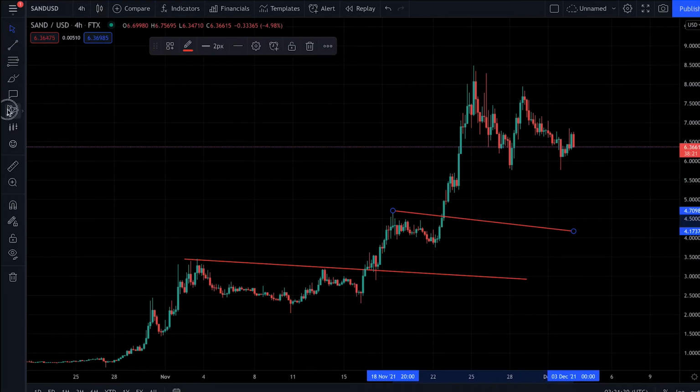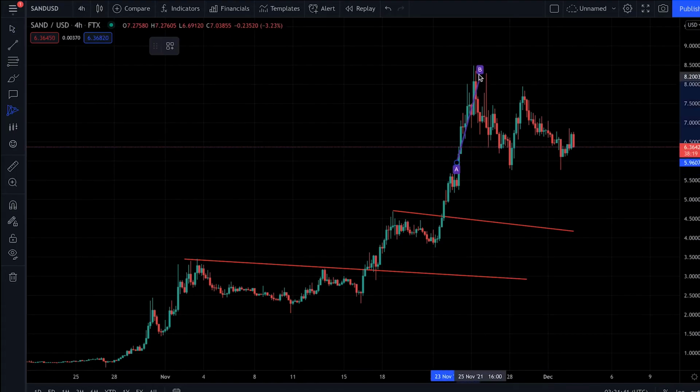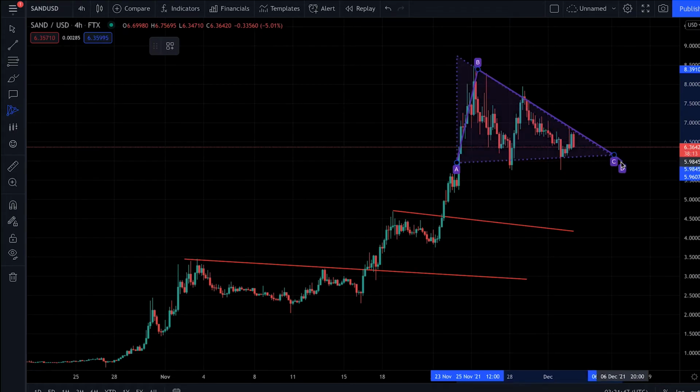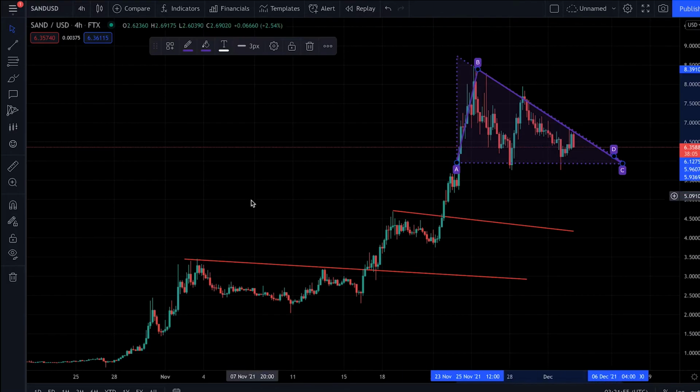We have our triangular pattern. The triangular pattern is from here, here. Then the triangular pattern is forming and might be hitting somewhere here. So we have a pure triangular pattern. You guys can see this very clearly. That is a triangular pattern.